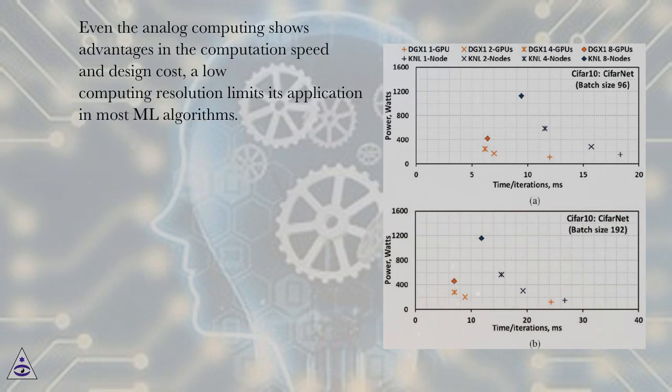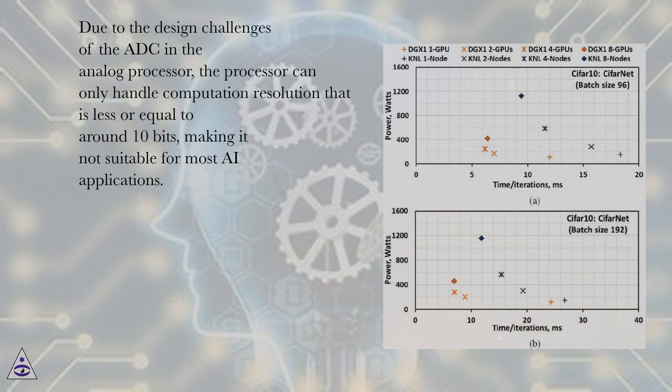Even though analog computing shows advantages in computation speed and design cost, a low computing resolution limits its application in most ML algorithms. Due to the design challenges of the ADC in the analog processor, the processor can only handle computation resolution that is less than or equal to around 10 bits, making it not suitable for most AI applications.